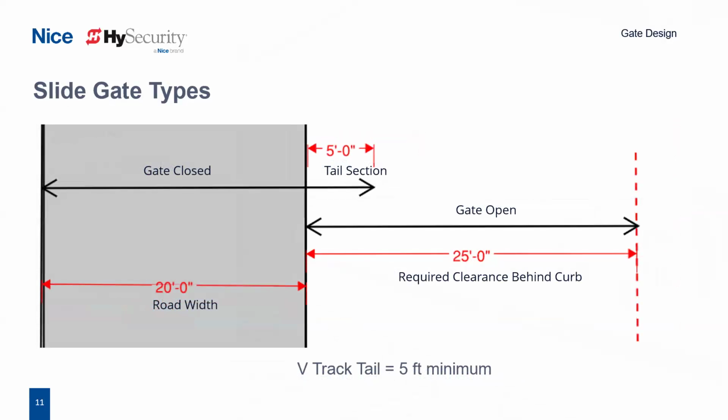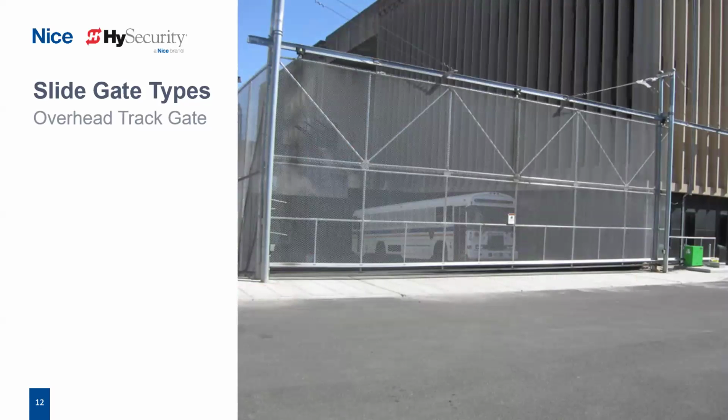When it comes to V-track gates, typically, because of the way these are installed, with the wheels on the gate on the angle iron, we only need maybe an additional 5 feet of tail section. So in this scenario, our 20-foot clear open, we're going to have a 5-foot tail section, and then we're going to need at least that 25-foot required clear open behind the curb. Another type of slide gate is overhead track gates, or I-beams, as shown here. Typically, again, these also will have that smaller tail section that the V-tracks have.